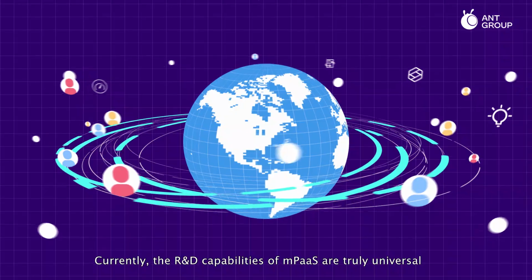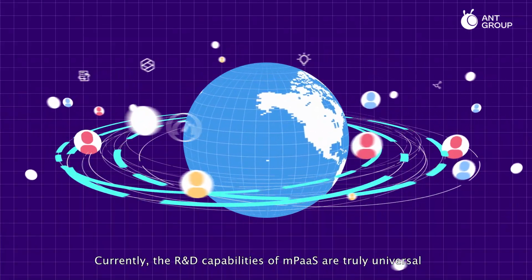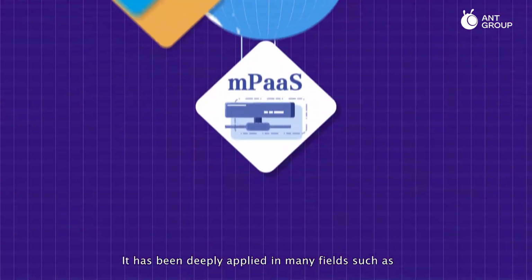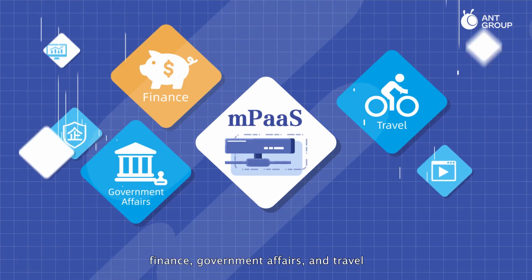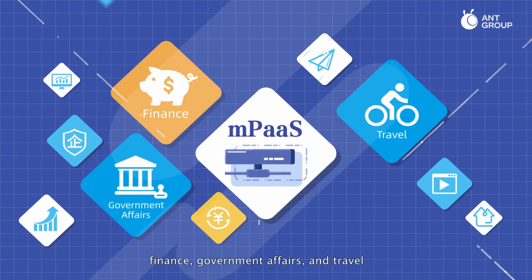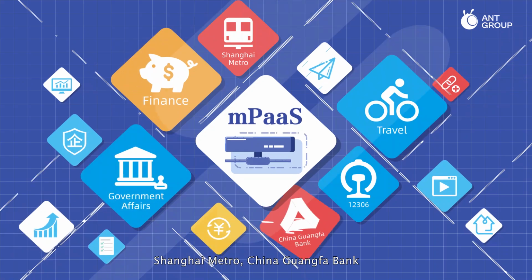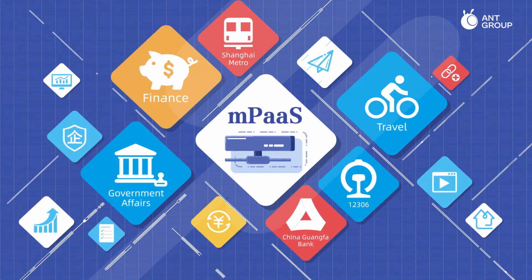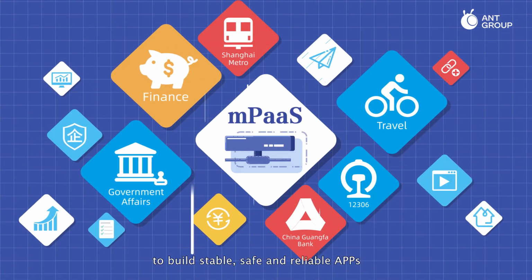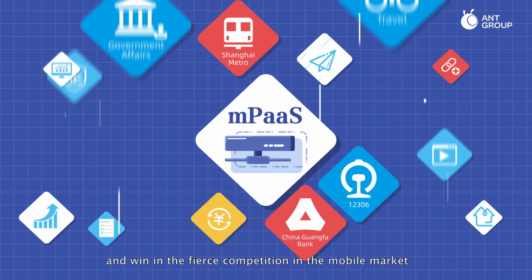Currently, the R&D capabilities of mPaaS are truly universal. It has been deeply applied in many fields, such as finance, government affairs, and travel, supporting many enterprises, including China Railway, Shanghai Metro, China Guangfa Bank, to build stable, safe, and reliable apps, and win in the fierce competition in the mobile market.